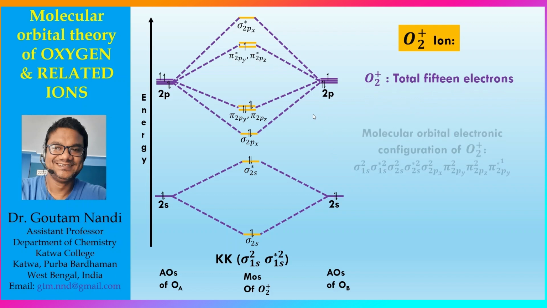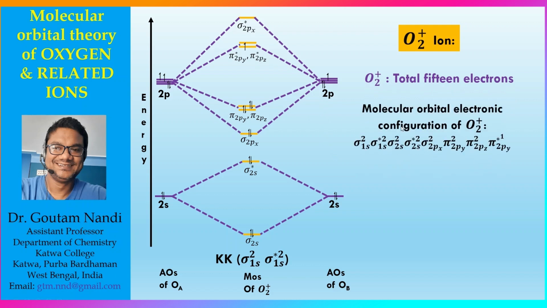The molecular orbital electronic configuration will be sigma 1s2, sigma star 1s2, sigma 2s2, sigma star 2s2, sigma 2px2, pi 2py2, pi 2pz2 and pi star 2py1. Before the pi star 2py1, all are the same as in the O2 molecule, and the change is only here: pi star 2pz, earlier there was one electron, now there is no electron. So here the total bonding electrons will be 10, but the antibonding electrons will be one short compared to O2, and so the bond order will be 10 minus 5 divided by 2, that is 2.5.